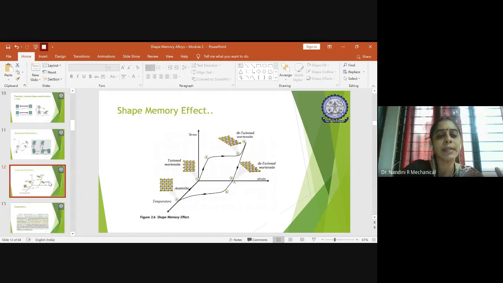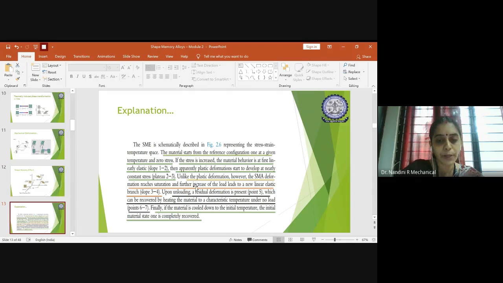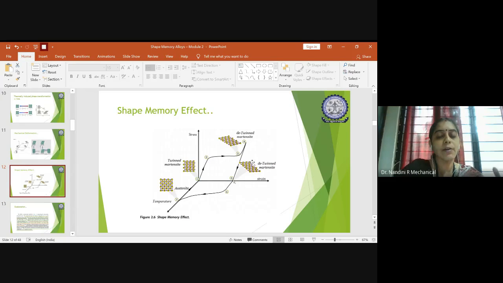However, with respect to any temperature, it will be having the elastic behavior. So now 1 to 2 slope is over, right? Then apparently plastic deformation starts to develop at constant stress. I told you it is totally super elastic in nature. But when you're plotting a graph of three values, stress and strain, you need to know the value of strain also. So to know the value of strain, it has to reach some plasticity in it.